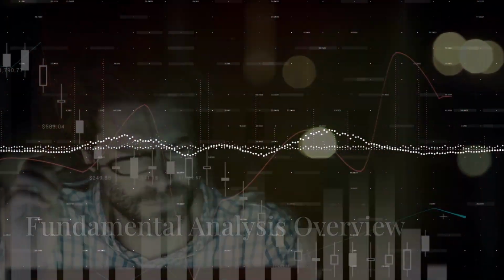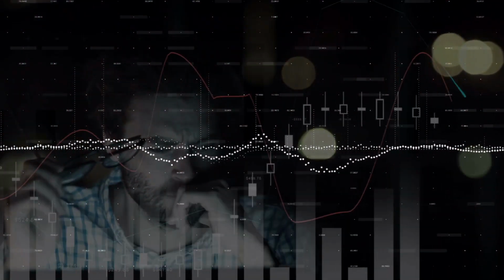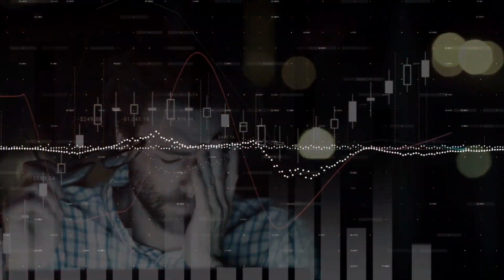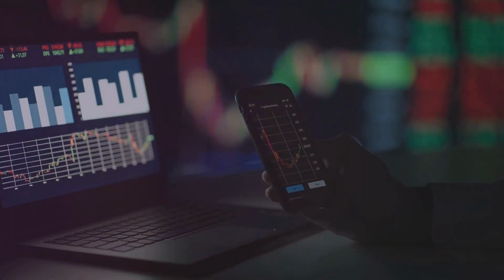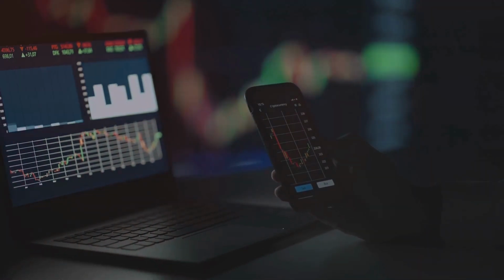Fundamental analysis involves examining a company's financial health and its economic environment. This type of analysis focuses on various aspects like earnings, revenue, and growth potential. Let's break it down into key components.